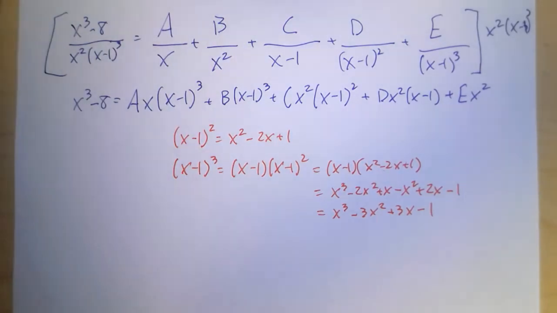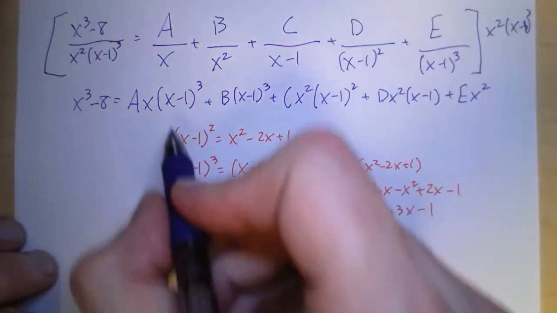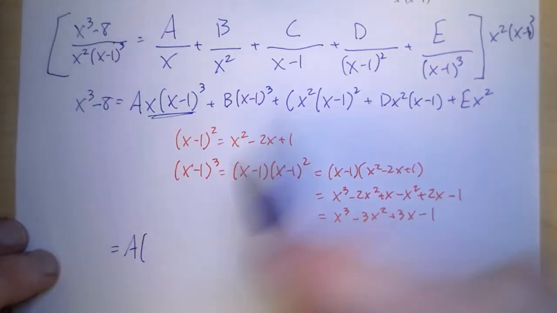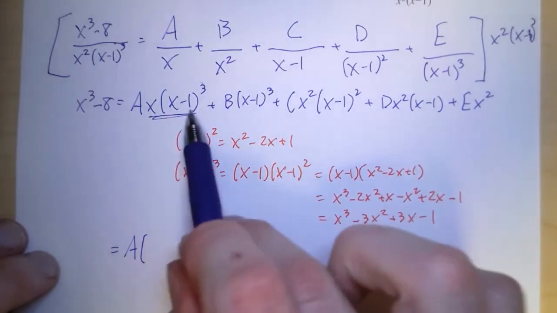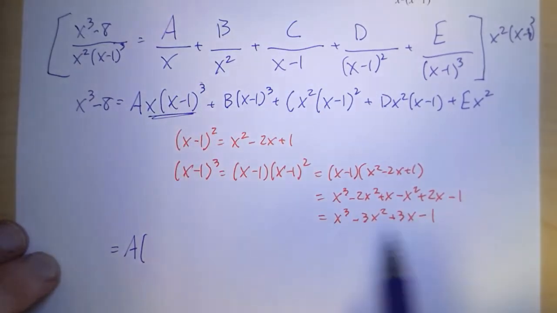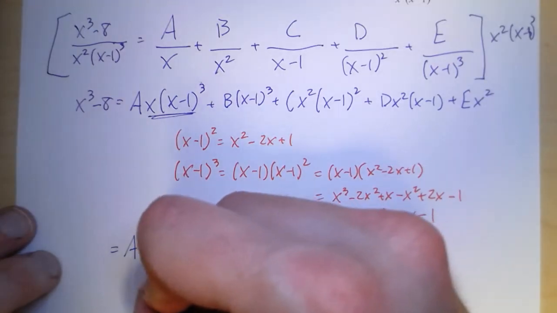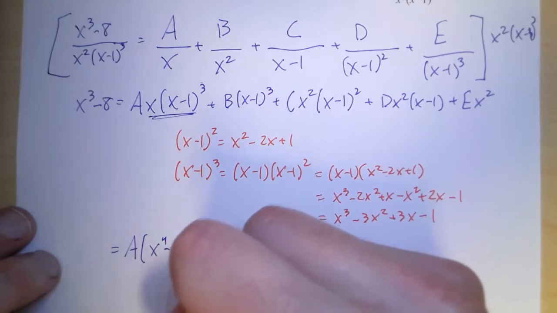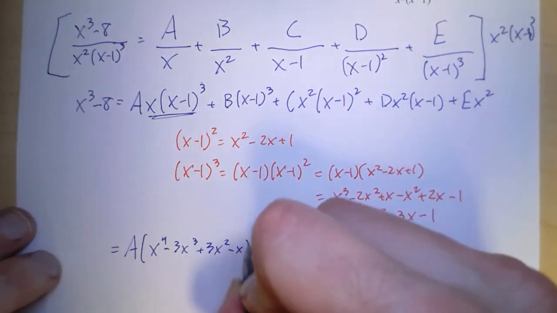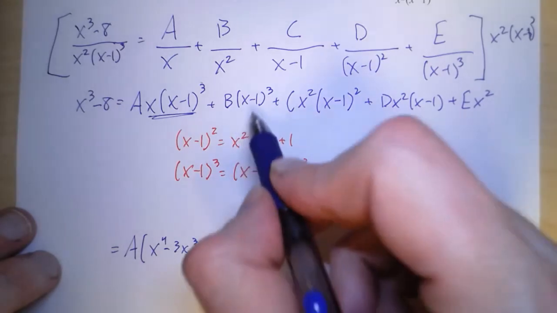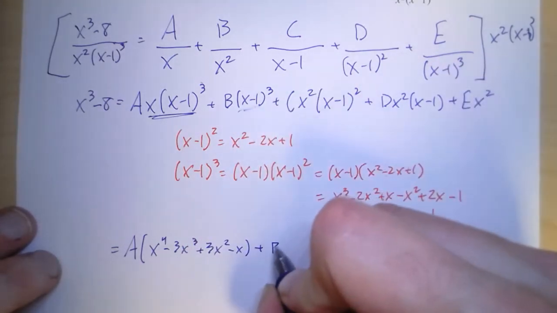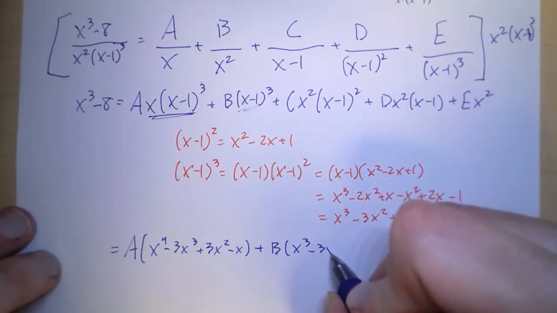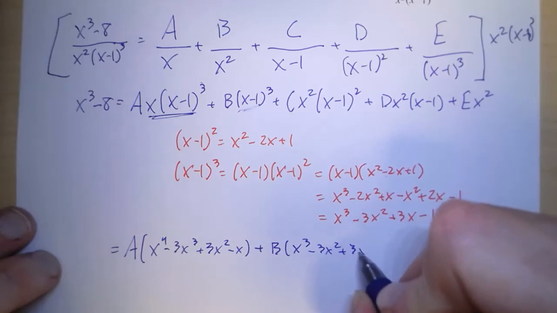All right. So when we expand this out right here, we're going to have a, and it's x times this. Now we already found that x minus 1 cubed is this, but I need to multiply by another x. So it's going to be x to the 4th minus 3x cubed plus 3x squared minus x. Now for b, this is just x minus 1 cubed. So that's just going to be what we wrote here. x cubed minus 3x squared plus 3x minus 1.